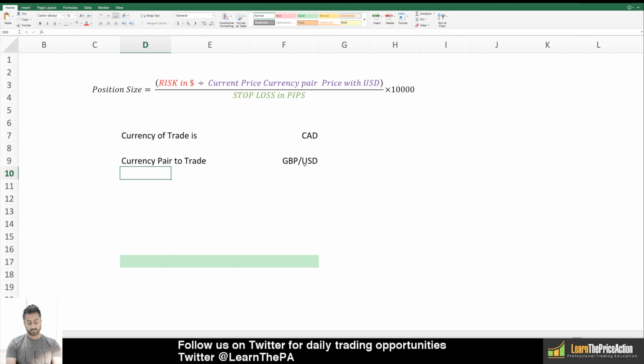So what we'll do is find the current price of the US dollar versus the Canadian dollar, because if you're trading a US dollar pair, you need to know the cost of the Canadian dollar versus the US dollar. So you go to the chart and figure out that the price is, let's say, 1.25431, just to give an example.